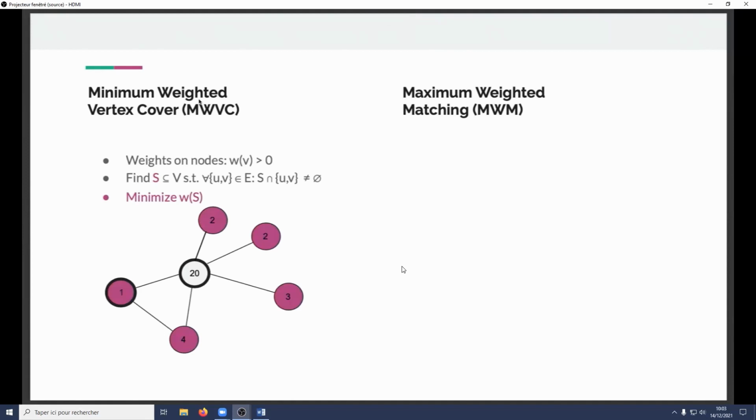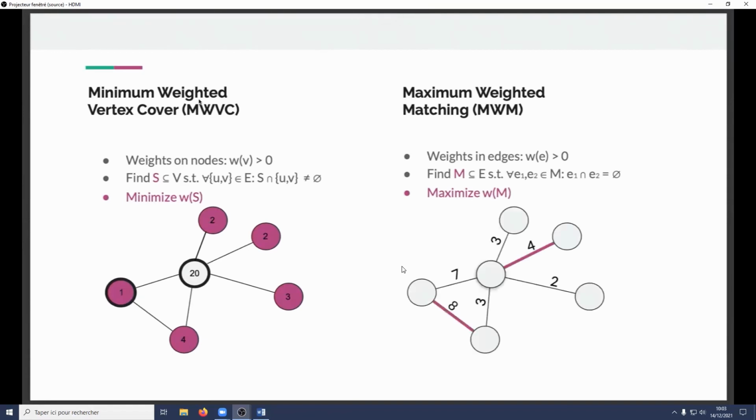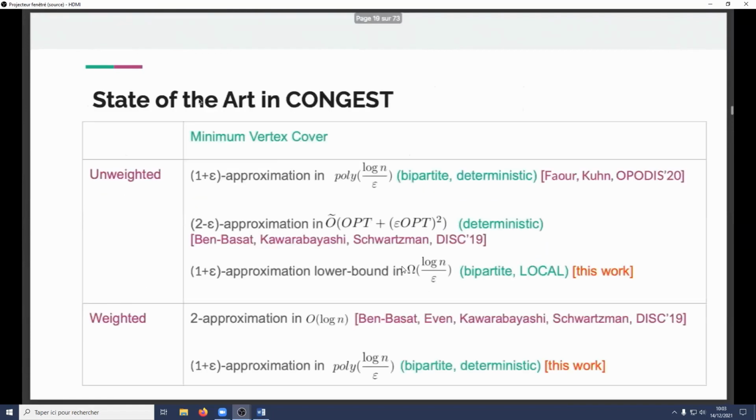Okay, so let's switch to matching. In matching, we have weights on edges instead of nodes. The goal is to find a subset of the edges such that no two matched edges have a common endpoint. And here, the goal is to maximize the sum over the weights of the edges. So for example, here's the same graph with some edge weights, and the red marked edges form a maximum weighted matching. All right, now let's take a look at the state of the art and also what we provide in our paper.